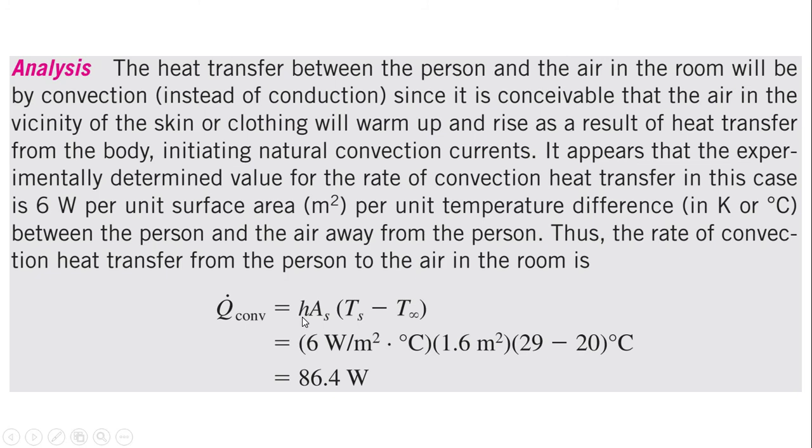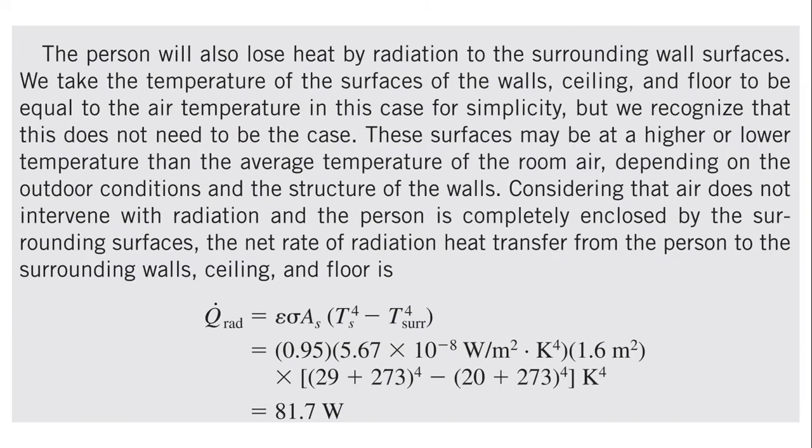So the convection heat transfer coefficient is 6, and the surface area of that particular person is also given, that is 1.6 meter square, and the person temperature and the room temperature are also given. After putting in the values, we get the convection heat transfer rate, which will be equal to 86.4 watts. The second case is that we have to determine the radiation heat transfer.